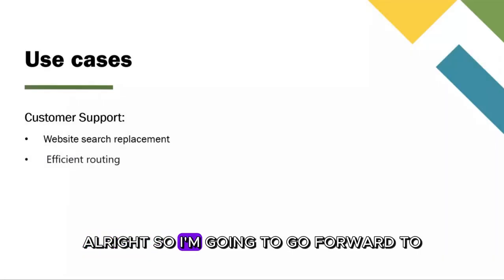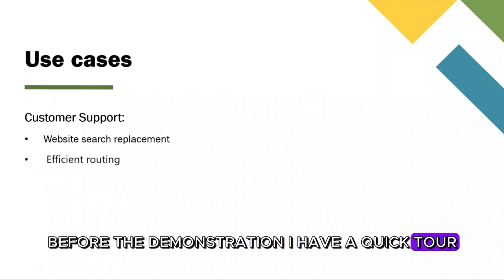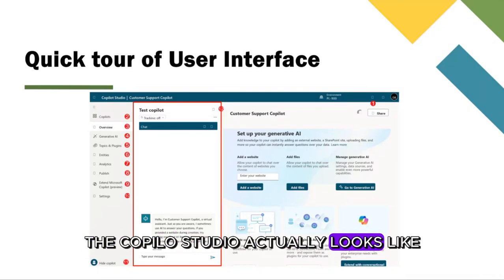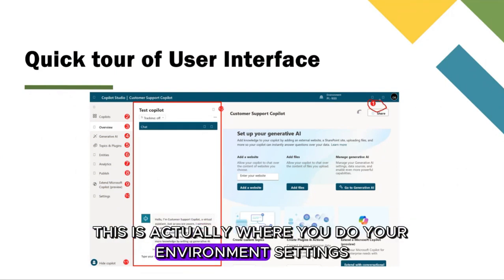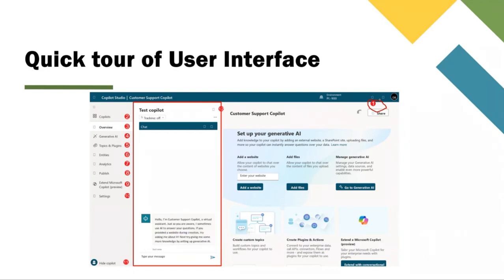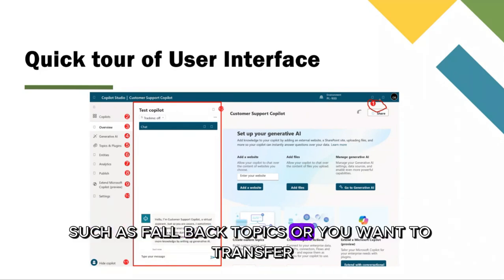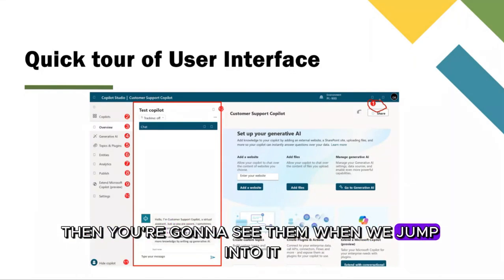All right, so I'm going to go forward to a demonstration. Before the demonstration, I have a quick tour. So this is how Copilot Studio actually looks like. Now, the number one here is where you do your environment settings. It provides access to different Microsoft Copilot Studio settings, such as fallback topics, or if you want to transfer to an agent settings. You do those settings there. We're going to see them when we jump into it.